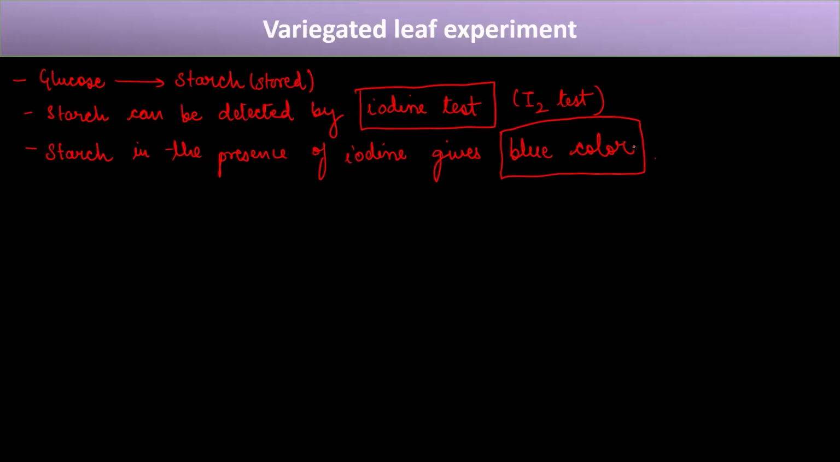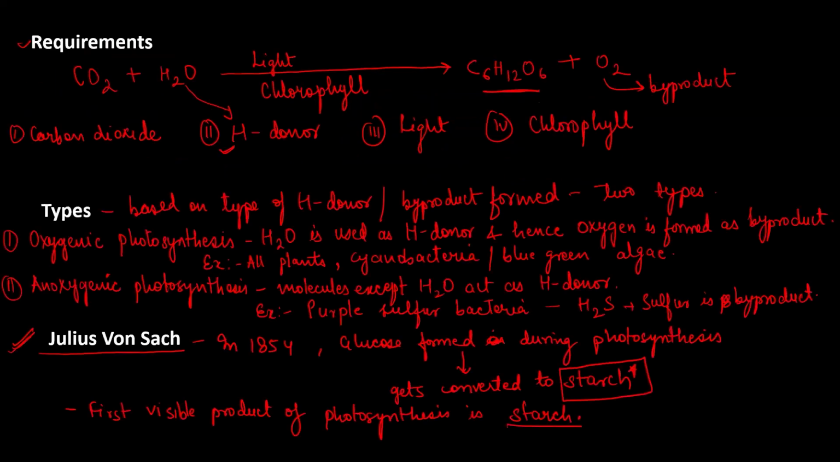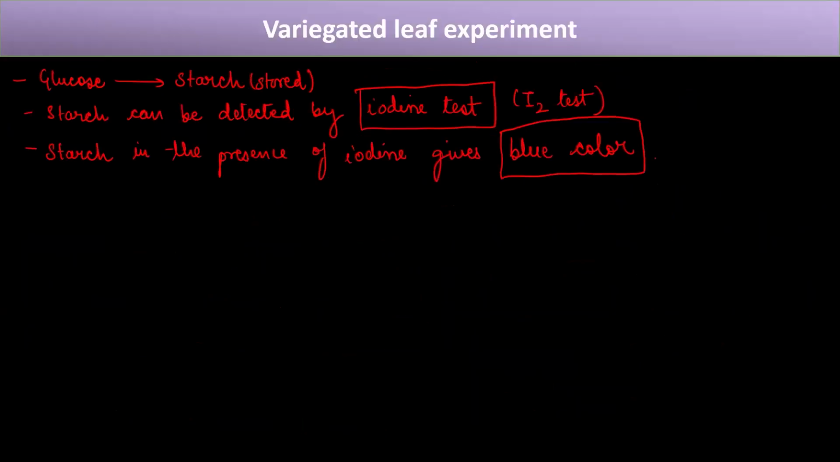Now, why am I telling you this? Because this is the way the scientists proved that the components I was talking about, that is carbon dioxide, hydrogen donor, light, and chlorophyll, are important for photosynthesis. How? Because they did the iodine test under different conditions. Now let's see what the variegated leaf experiment is.